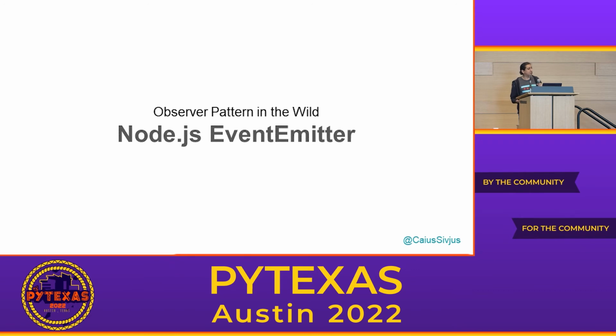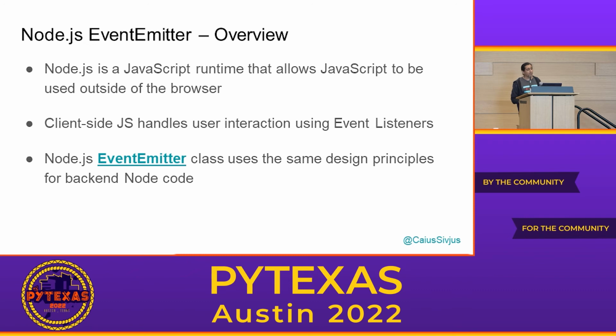And the last implementation I want to walk through is the observer pattern that's built into Node.js. And this is actually how I first learned about the observer pattern. I saw somebody using an event emitter, and I thought it was a really great pattern that I wanted to port into Python. And so really quickly, for those that don't know, Node.js is a JavaScript runtime that allows us to use JavaScript outside of a browser. And as we saw earlier, client-side JavaScript handles user interactions with event listeners. And with the event emitter, we use that same design principle for backend Node code.